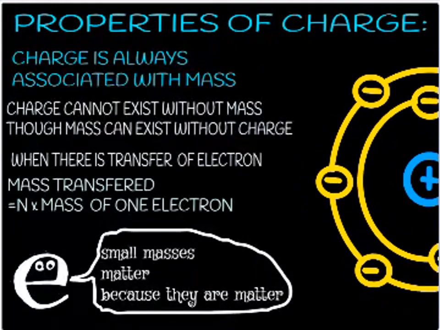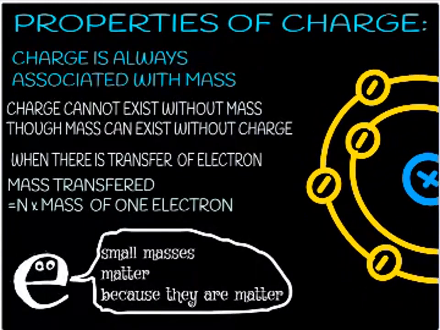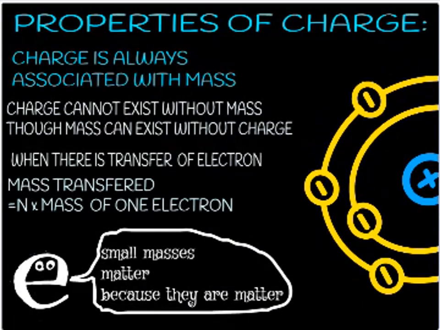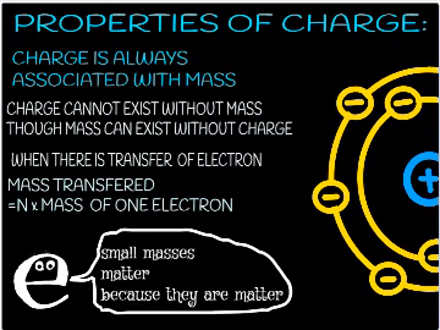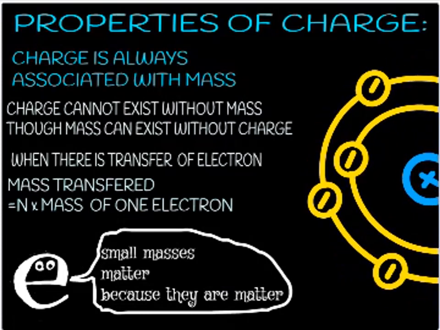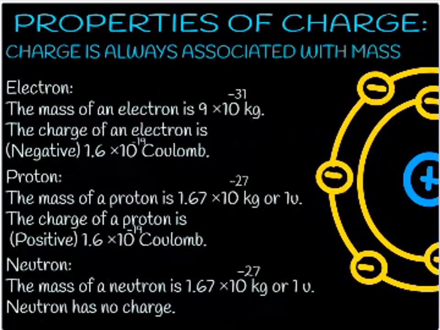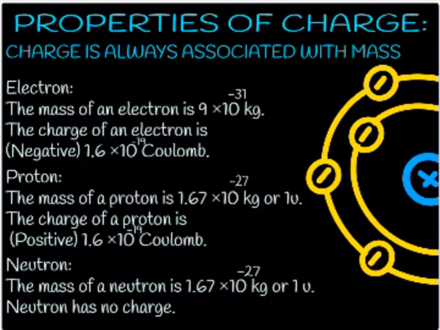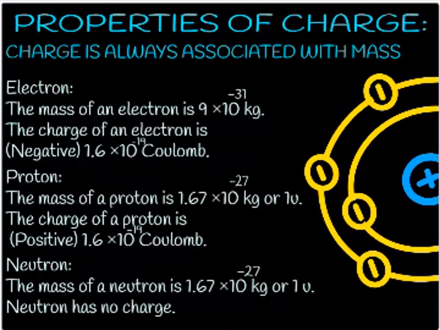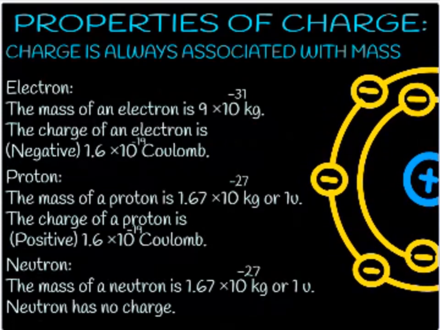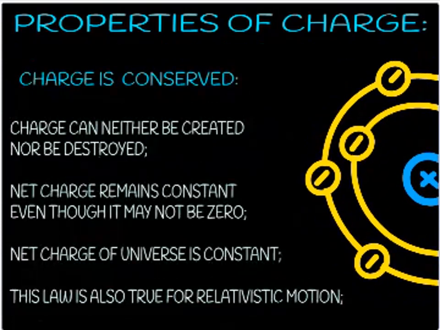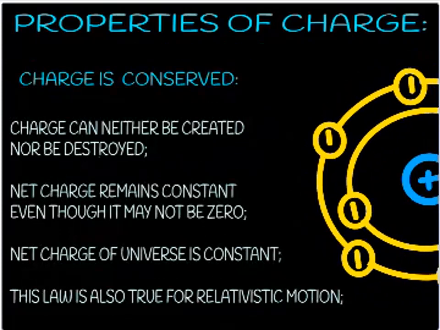The second property of charge says that charge is associated with mass. Charge cannot exist without mass, but mass can exist without charge. The mass transferred when there is transfer of electrons is the number of electrons transferred times the mass of one electron. The given data describes the mass and charge of an electron, a proton, and a neutron, and the data is necessary to remember.